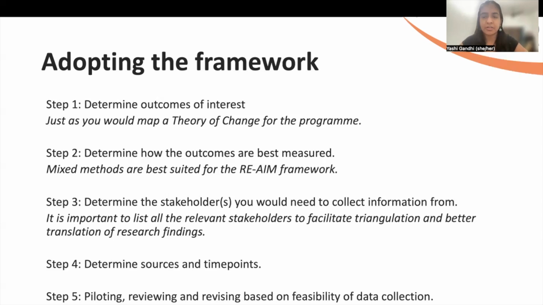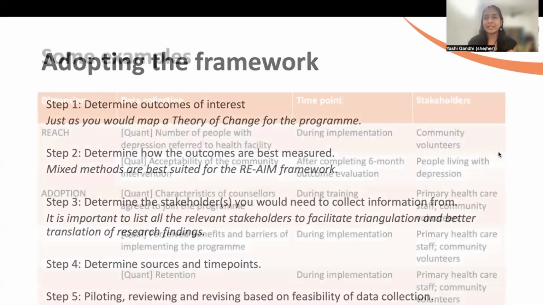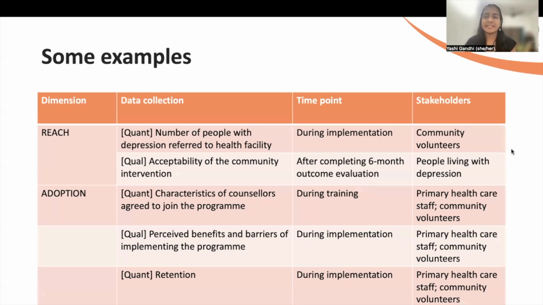And once you really have thought through step 1 to step 4, the most important one is really to sit with the research team to ensure that you pilot it, you review it, and you iteratively revise it based on the resources you have, the context in which you're collecting this data, and how acceptable it would be to do the things that you would like to do, and whether or not it fits within your larger research timelines. I'm going to just briefly take you through 2 dimensions as examples.